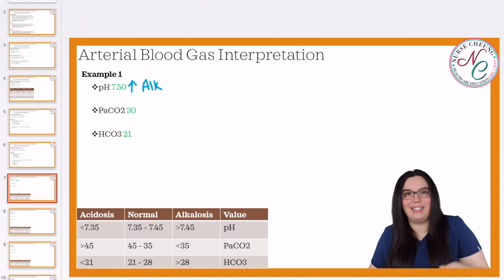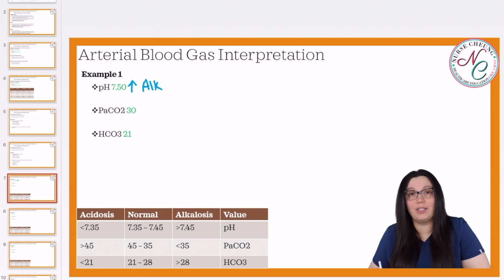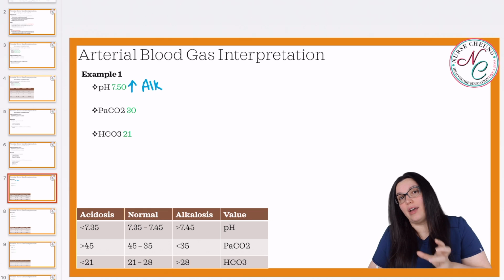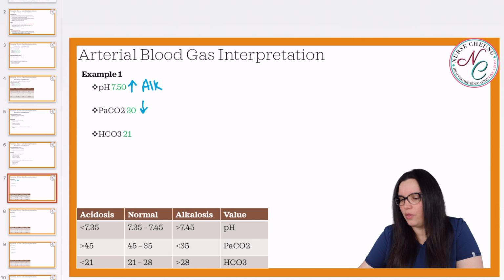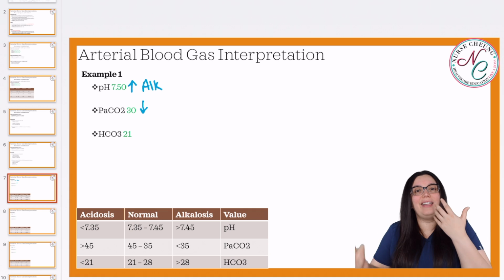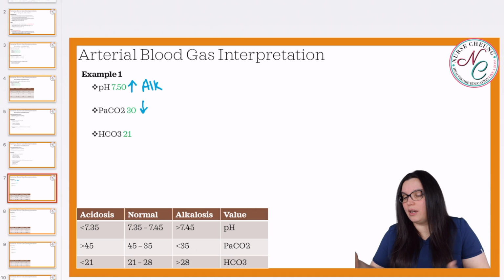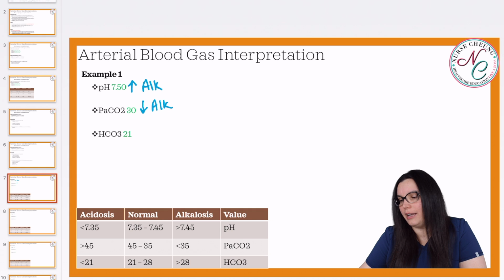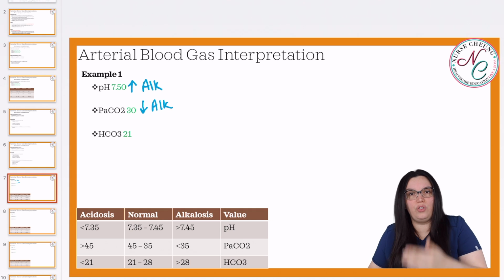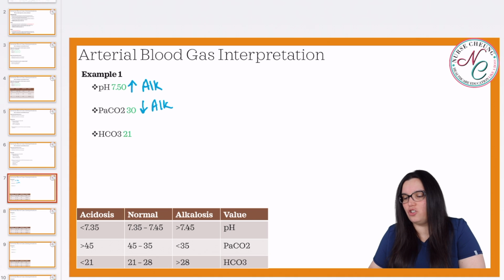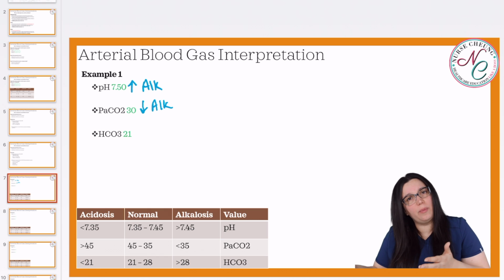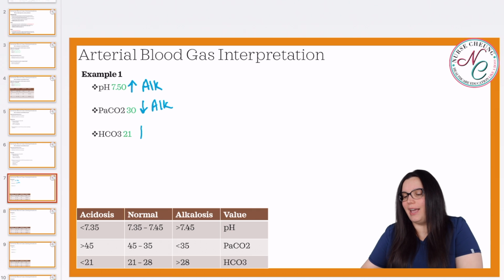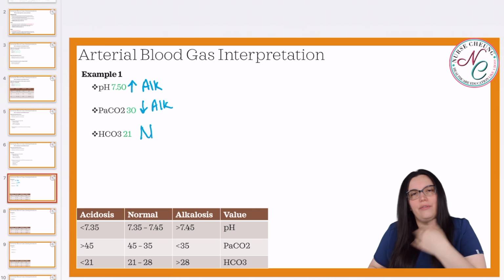Next, we look at our PaCO2. It is 30. We know that normal is 35 to 45. Well, this is a little low, right? This is less than 35. And as we know, the less acid we have, the more alkalotic we are. So we are in an alkaline state when it comes to the respiratory component of our ABG. Lastly, looking at our HCO3, we've got 21. We know that our normal is 21 to 28, so this is a neutral value.